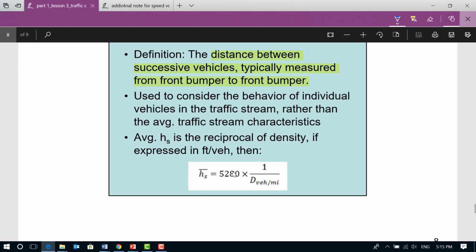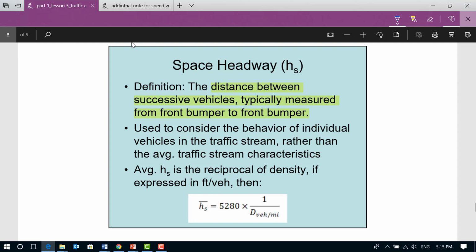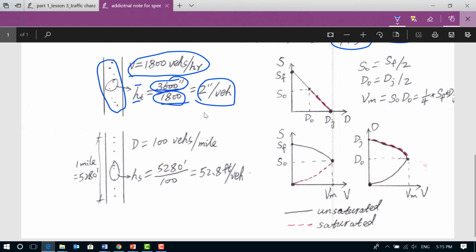We use the number of feet divided by the density. We can calculate the average space headway. Again, let's look at this example. Let's assume that within this 1 mile, we have 100 vehicles in between. Their density is 100 vehicles per mile. What's the distance between two vehicles? The average space headway: in other words, 100 vehicles share the 5280, so the average space headway equals 52.8 feet per vehicle.